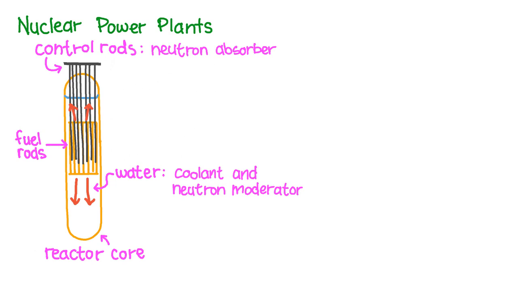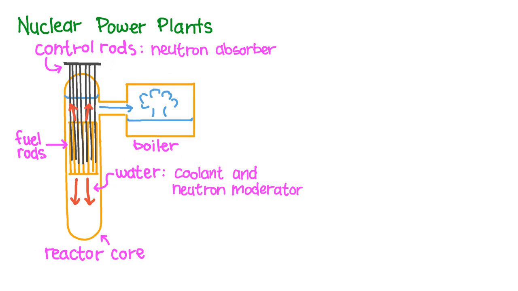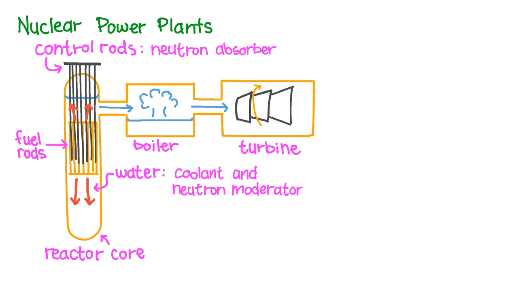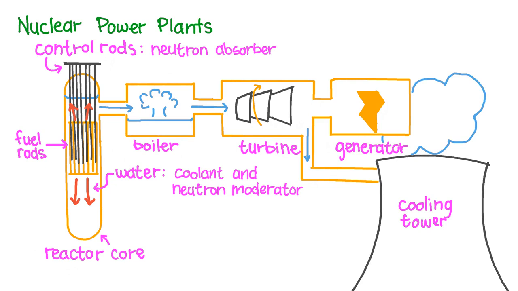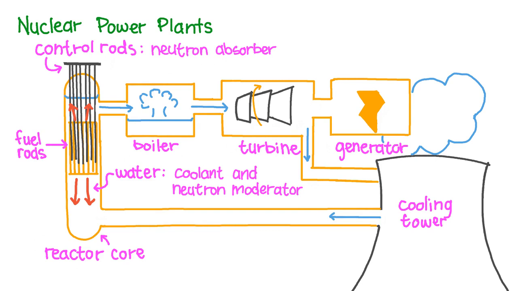The fission reaction produces a lot of energy, which will heat up the water in the reactor core. The hot water is pumped into a boiler where it's turned into steam. Or the steam might be created inside the reactor core, depending on the design of the reactor. The steam is used to spin a turbine, and the spinning turbine is used to generate electricity in a generator. From there, the steam is pumped to a cooling tower where it cools down, so it can be pumped back into the reactor core to be reused.